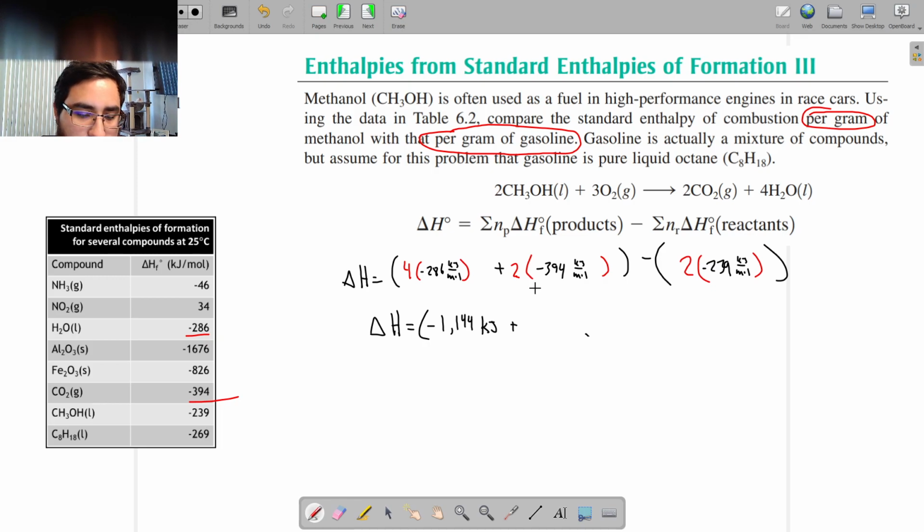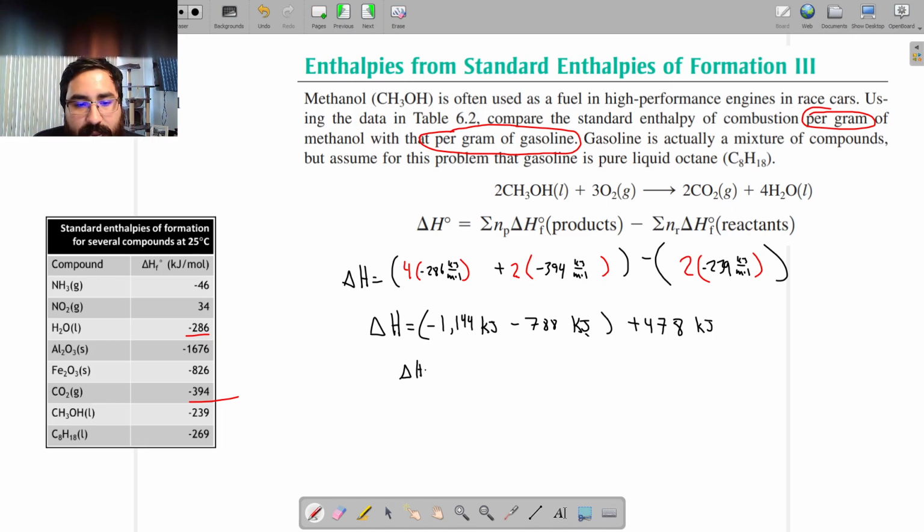2 times 394. So that's negative 788 kilojoules. So the moles cancel because this is 2 moles, and then the units will cancel there. So right here, 239 times 2. This one I'm not bothering with the negative sign because I know negative times a negative is a positive. And now we are able to find our delta H.